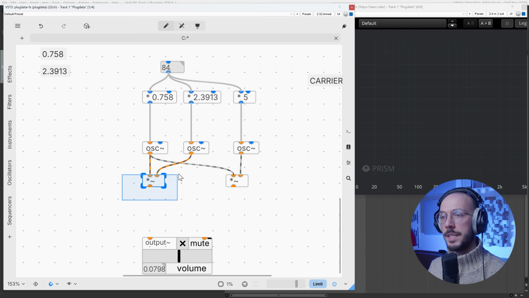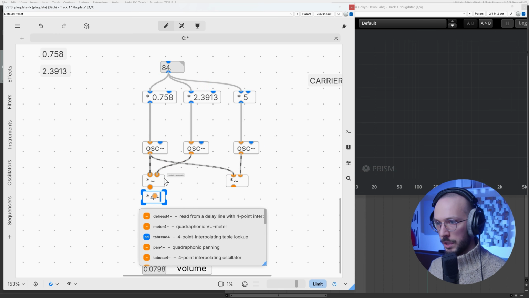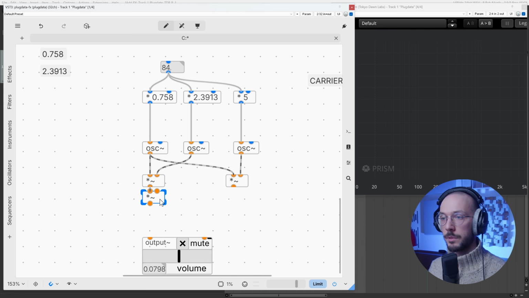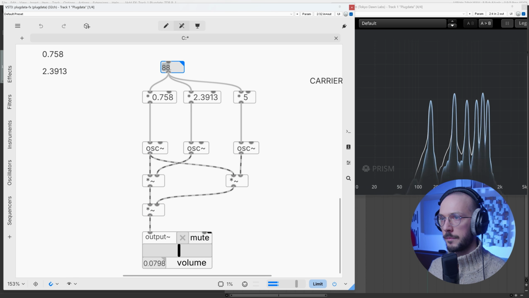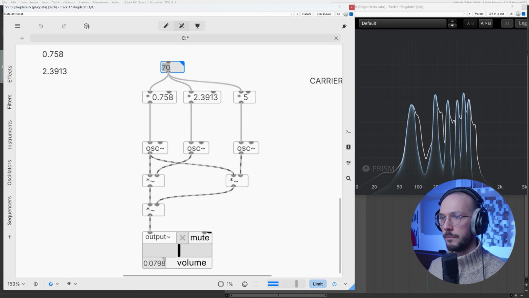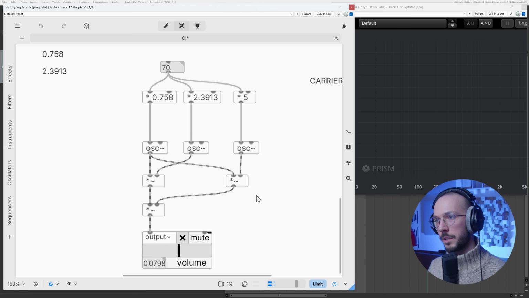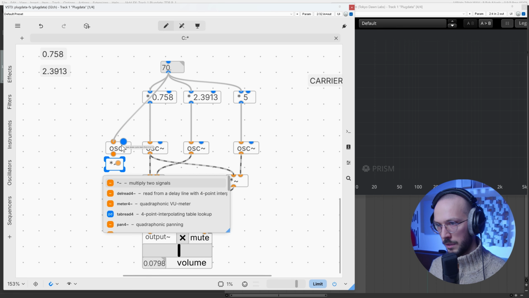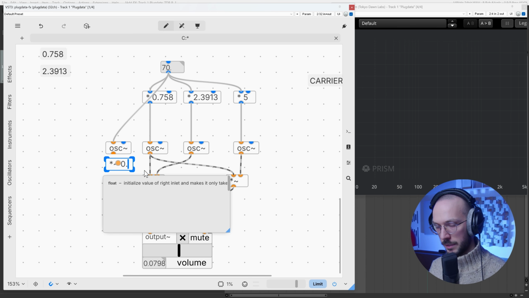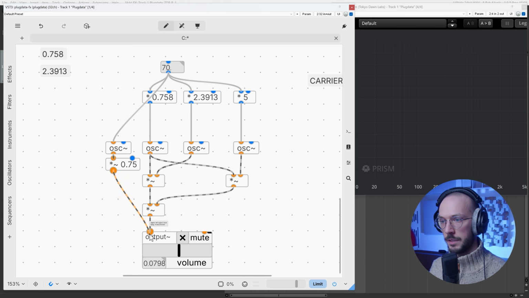Now, what if we take this output and we use it as a new carrier for our second modulator? So what we're doing right now is remodulation on the sidebands of this first multiplication. And I also want to listen to the fundamental frequencies. So I can do something like this. Maybe we can scale the fundamental by a factor of 0.75.